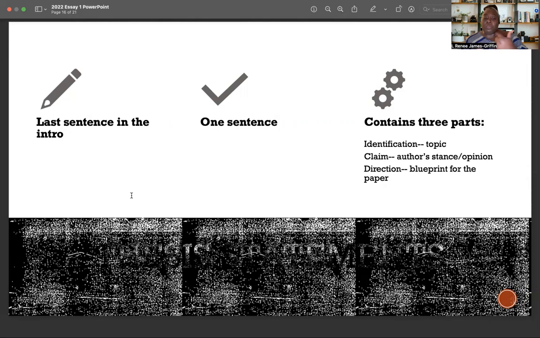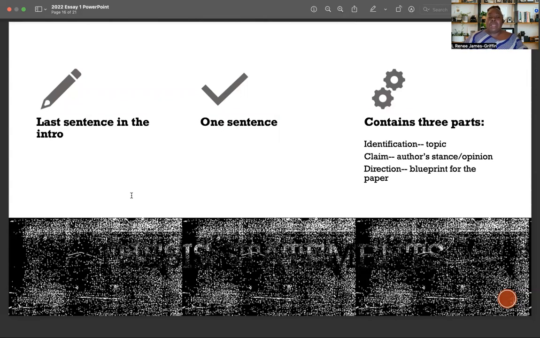Now I hear the wheels turning and you're like, wait, I've written thesis statements before, and they can be the first sentence in the introduction. They can be in another paragraph. And more importantly, a thesis statement can be anywhere from 1 to 3 sentences. All of that is correct. I agree with you, that is correct. However, you must crawl before you can walk. I need to know that you can write a quality thesis statement before I allow you to do that, okay?